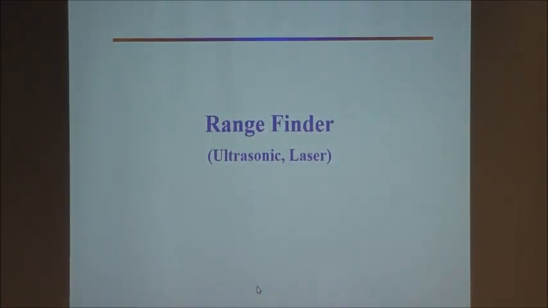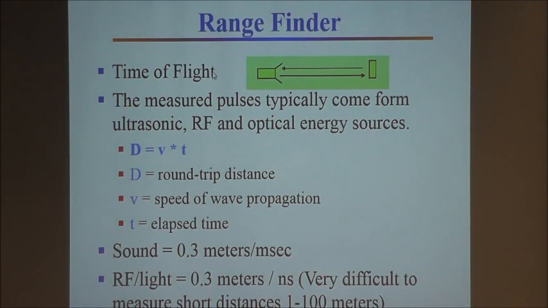Range finders, ultrasonic and laser. You time the time of flight of the light going, hitting the detector and coming back. The measured pulses typically come from ultrasonic, radio frequency, and optical energy sources. So you multiply the velocity by time, you get the distance. This distance is the round trip distance, going here and coming back, or going here and coming back. T is the elapsed time, V is the velocity of the wave propagation.